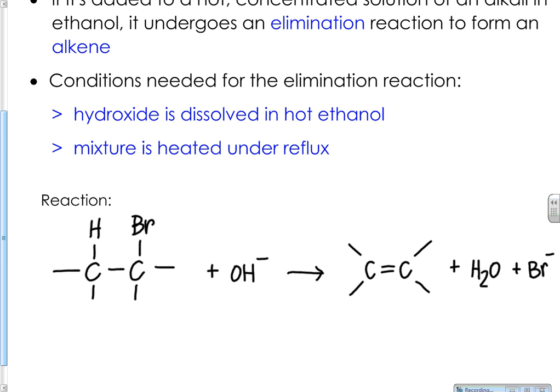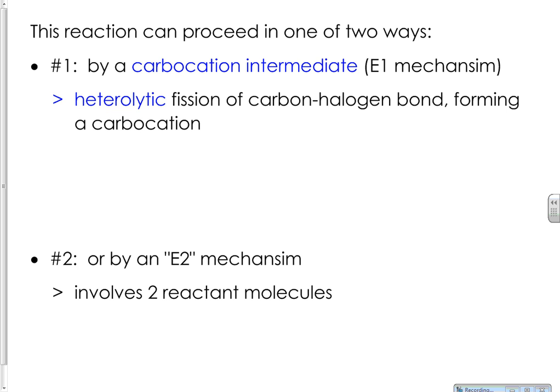But it can happen by two different mechanisms. So the first mechanism is called E1 mechanism. And this has a carbocation intermediate. And how this forms is heterolytic fission. Okay, so heterolytic means that you're breaking it into different pieces. Okay, so I'm going to show you how this works. I'm going to use the same generic halogen alkane that I had before.